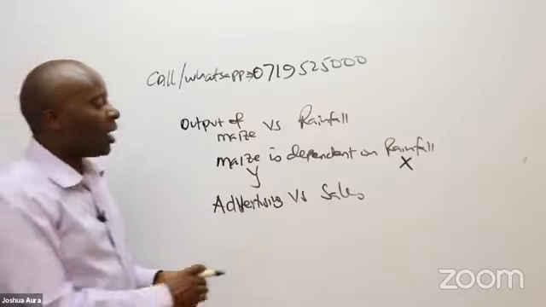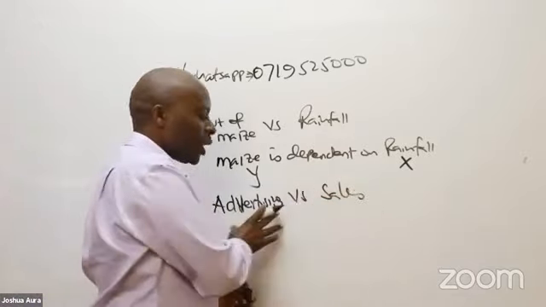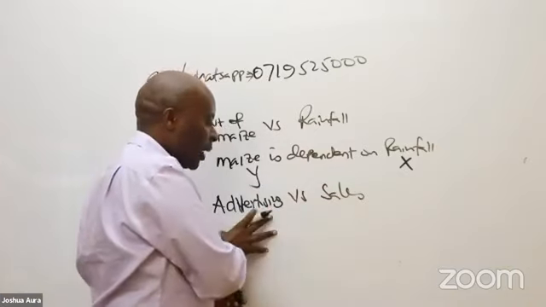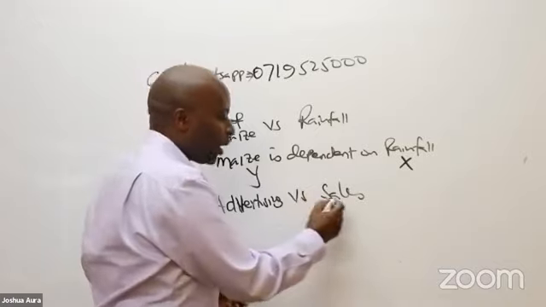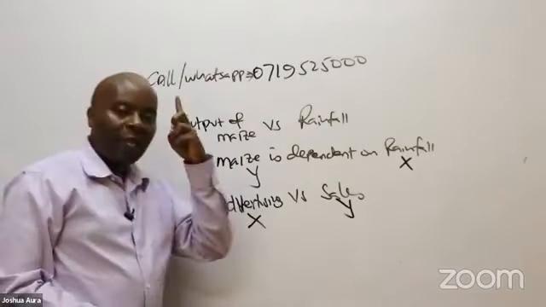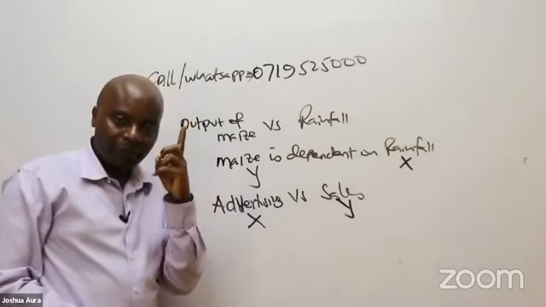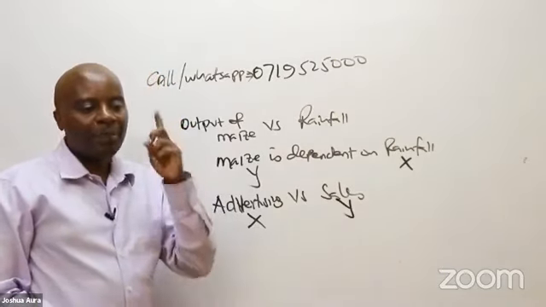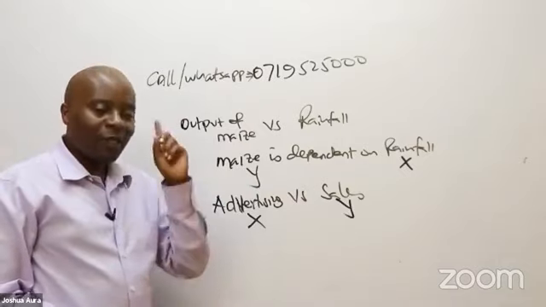Ladies and gentlemen, here it is sales, which is dependent on advertising. So sales will be Y, advertising will be X. The one that depends on the other always goes to the Y.